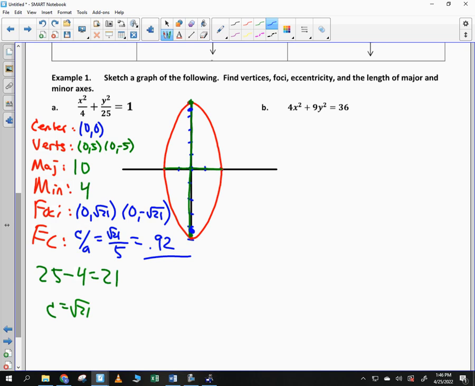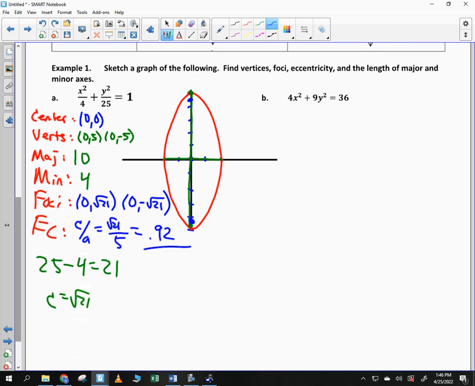So we don't graph eccentricity, but what we do is we determine it, and it can help us identify to what length it's stretched. So the closer it is to 1, the more it's stretched to become like a line. Okay? And then the closer it is to 0, the more it is like a circle. Okay?